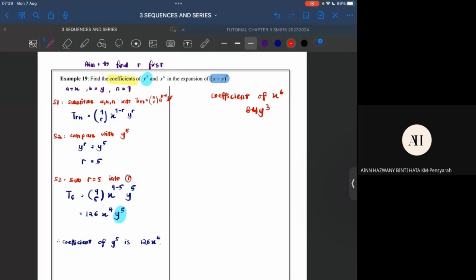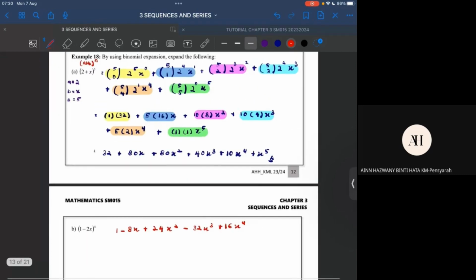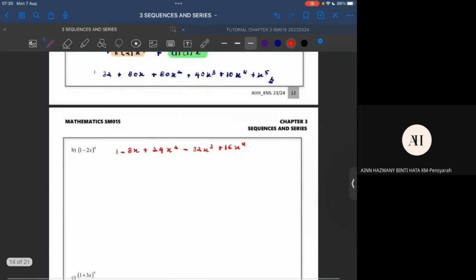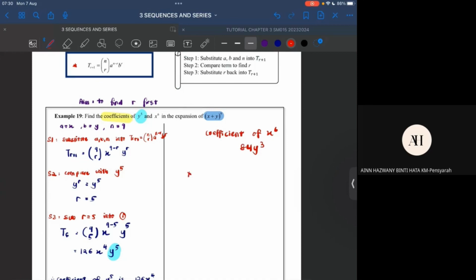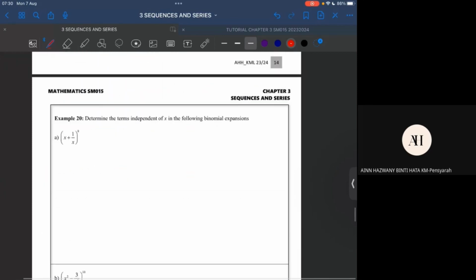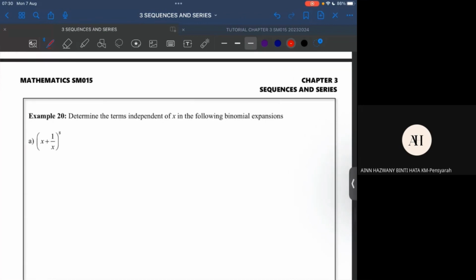Nanti kita tengok dalam kelas. Okay, so setakat ni ada dua soalan yang saya minta kamu buat. Soalan example 18b, example 19 x to the power of 6. So ini dua soalan. Okay, masih lagi dekat TR plus 1 term.